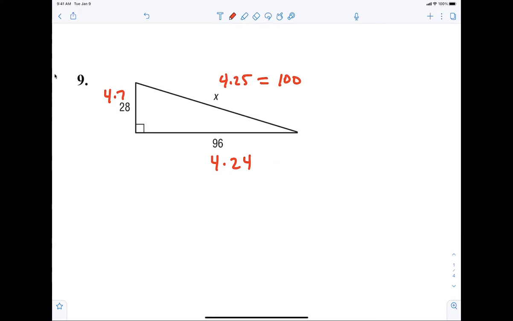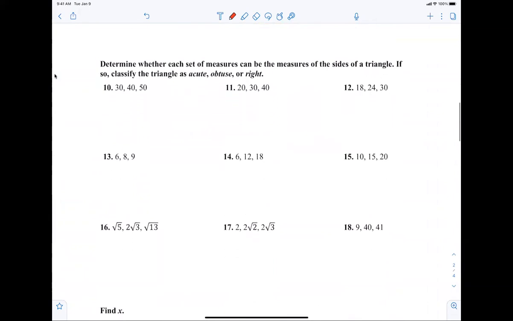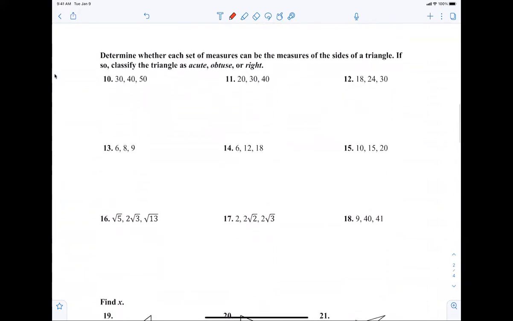All right, is everybody agreeing with me? That's kind of easy, especially when you know the triples. It makes life really easy. Now we have to classify this as acute, right, or obtuse, but it says first determine whether the set is or can be a triangle.